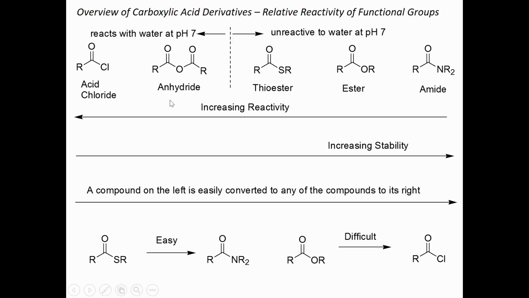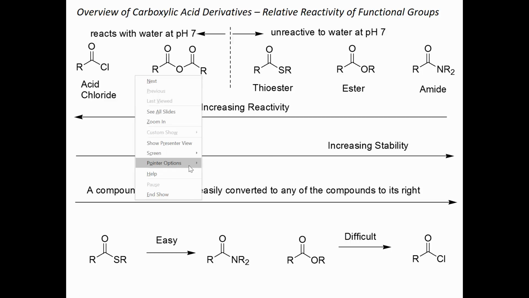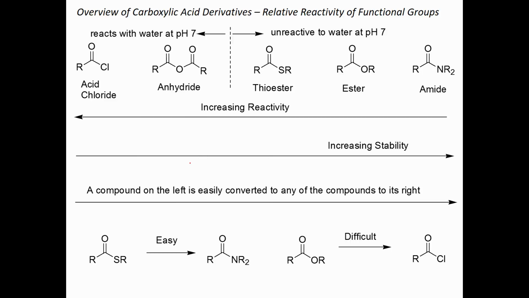Far here on the left are the acid chlorides. Let me change that to the pen, sorry. These are our most reactive of the carboxylic acid derivatives. Less reactive than acid chlorides are anhydrides, then thioesters, then regular carboxylate esters, which we just refer to as esters, and finally amides over here on the right are the least reactive of the carboxylic acid derivatives.